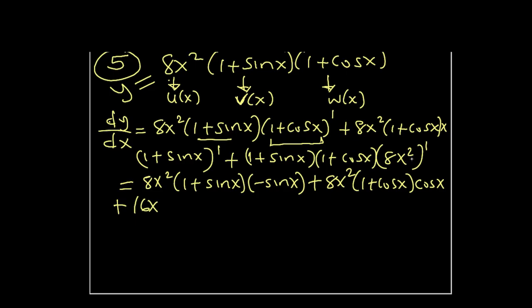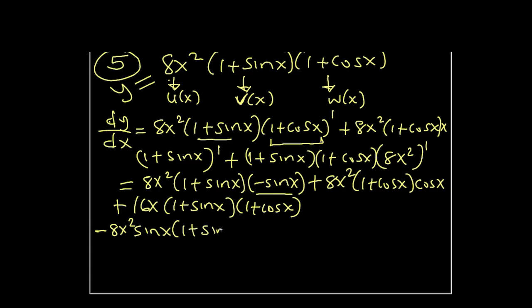And then the power minus 1. So times 1 plus sin x, 1 plus cos x. This one times 8x squared. So we're going to have minus 8x squared sin x times 1 plus sin x, and then plus the second one, that will be 8x squared cos x times 1 plus cos x. The third one, 16x times 1 plus cos x.